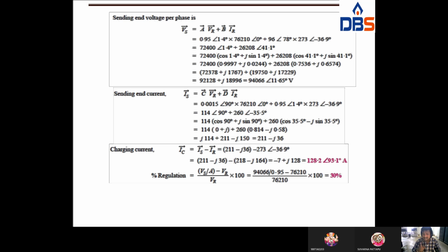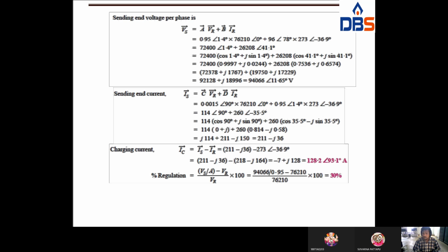What is the capacitive current? Capacitive current is the difference between the sending end current and the receiving end current. So we know the sending end current and we know the receiving end current. The difference between these two gives the charging current, that is equal to 128.2 at angle 93.1 ampere.